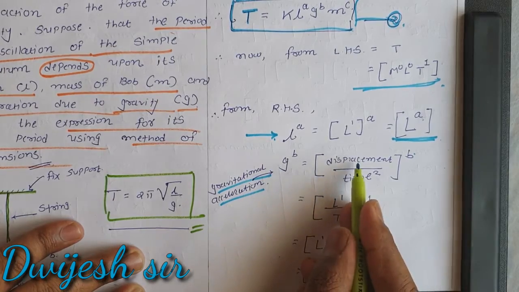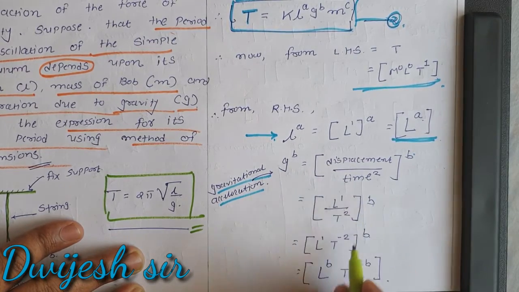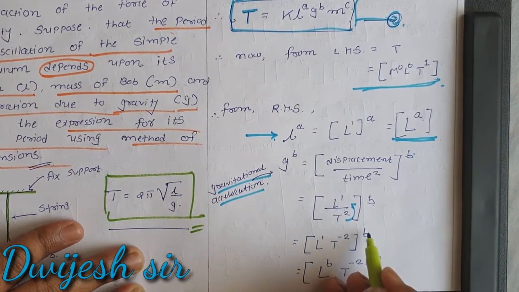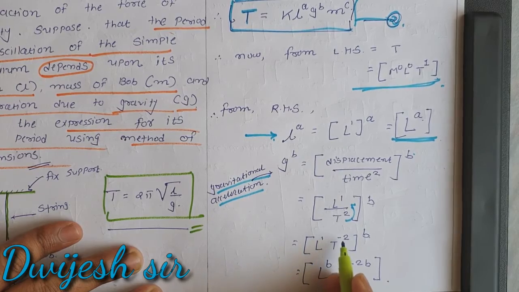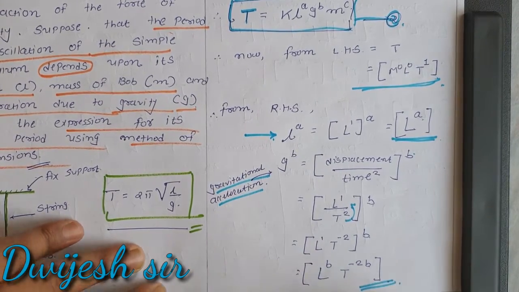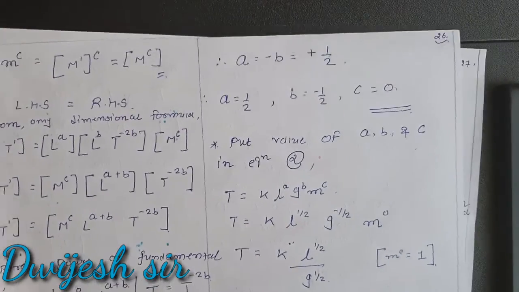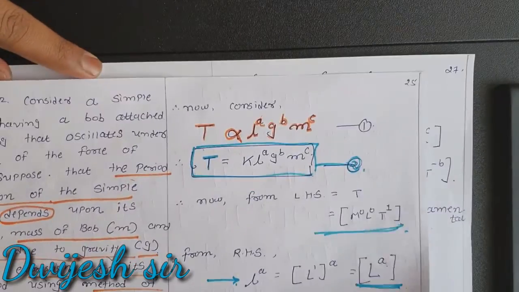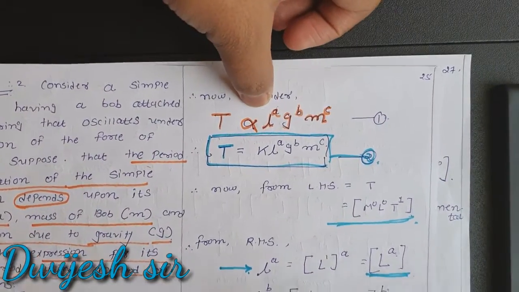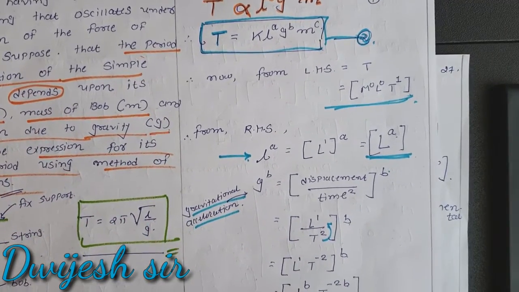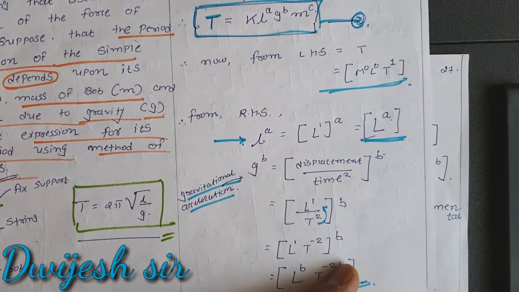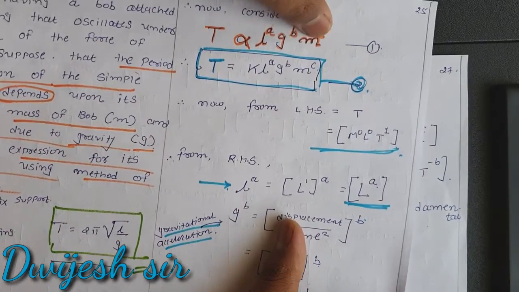Okay, the power of b. So L1 displacement over time squared, t squared to the power of b, this t goes to the numerator, L1 t to the minus 2 power of b. So we can write it like that: L to the power of b and t to the power of minus 2b. Now the right hand side of the equation is mass: L to the power of a, g is L to the power of b and t to the power of minus 2b.